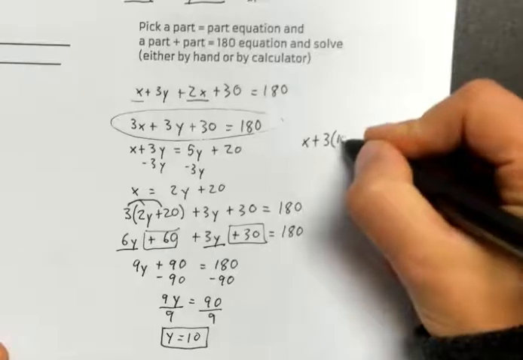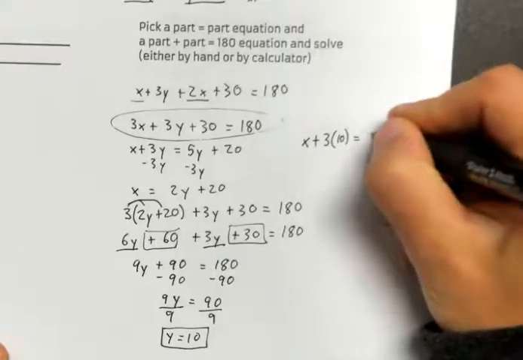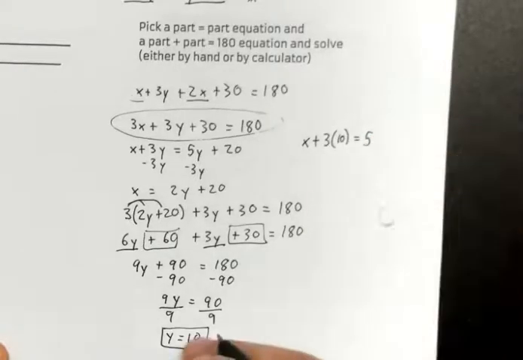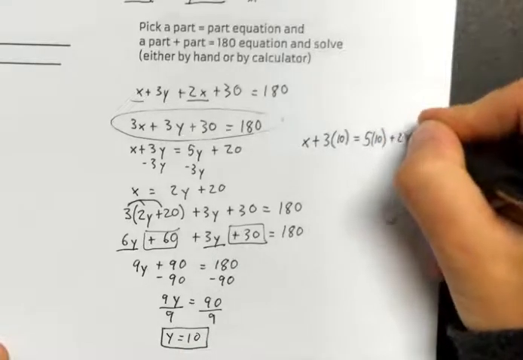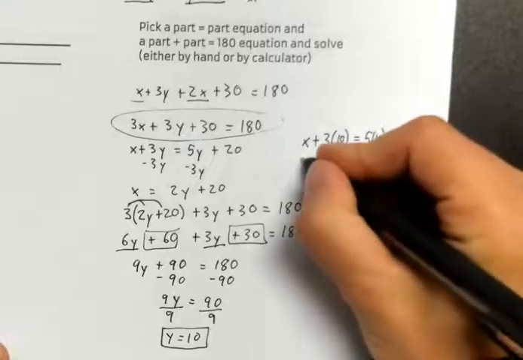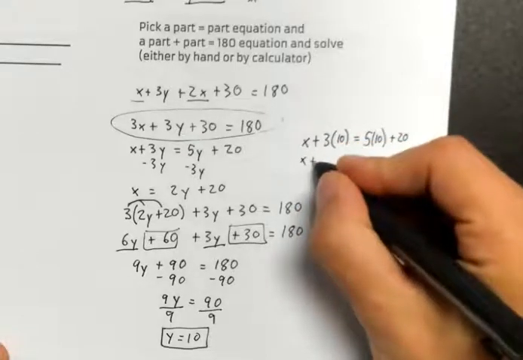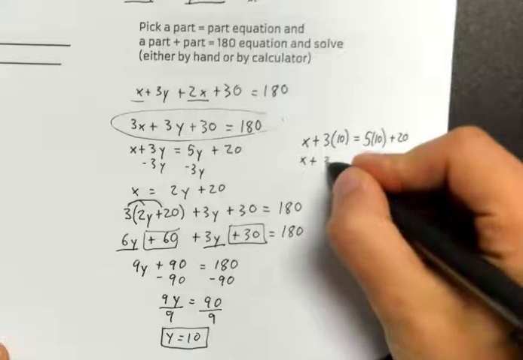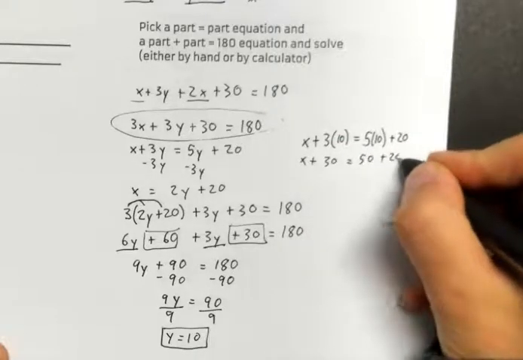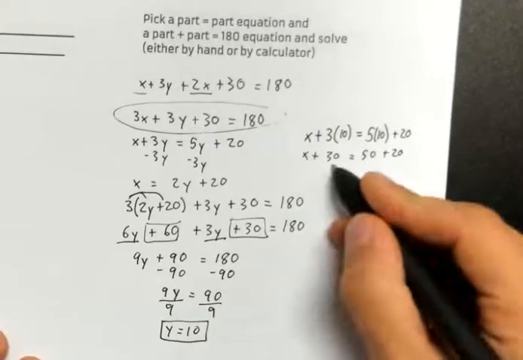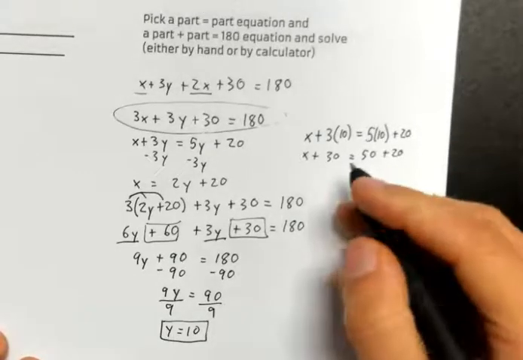I said I was going to put 10 is equal to 5y. So instead of y, I'm going to put the 10 plus 20. Okay, so then when I multiply everything out, I get x plus 3 times 10 is 30 equals 5 times 10 is 50 plus 20. Combine my like terms and move this 30 over to the other side.